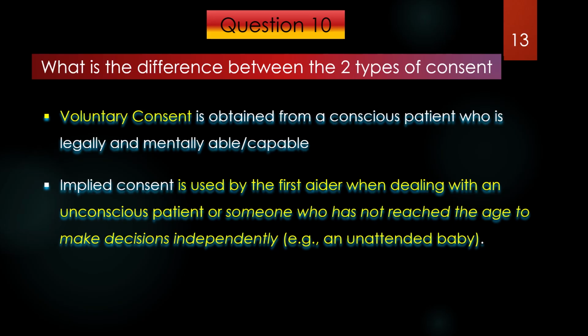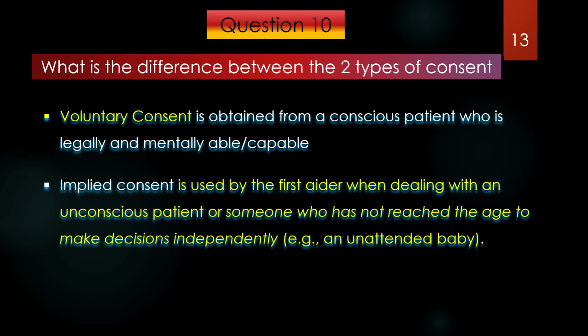So voluntary consent is obtained from a conscious patient. So if your patient is conscious, then you have to go for voluntary consent. Your patient should be able to give you voluntary consent. That is the type of consent you obtain from a conscious patient, and this person is legally and mentally able and capable.